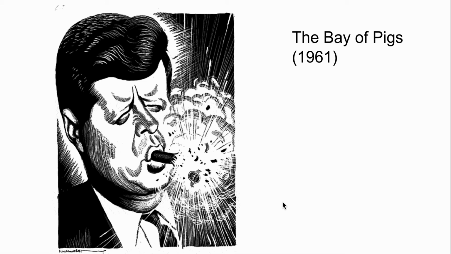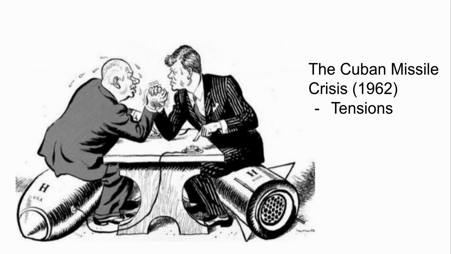It's again a really insightful cartoon, showing that this was known to be a foreign policy failure. Of course, the Bay of Pigs is followed shortly by the Cuban Missile Crisis, and here we can see Kennedy and Khrushchev arm wrestling, sitting on these H bombs, with their fingers very close to the button. They're both looking stressed and sweating, during the height of the Cuban Missile Crisis, when the world was incredibly close to nuclear war.